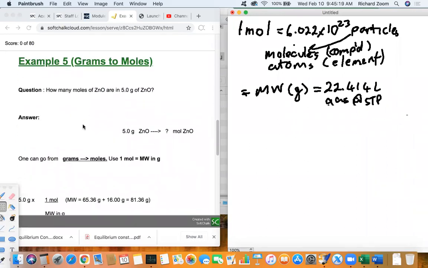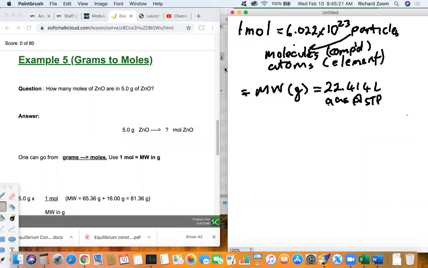So grams to moles, it's a similar process, except now it's going to be kind of reversed. So 5.0 grams of ZnO. We know it's grams of ZnO on the bottom to cancel. You notice I continue to use units and compounds, and we're looking for moles of ZnO.